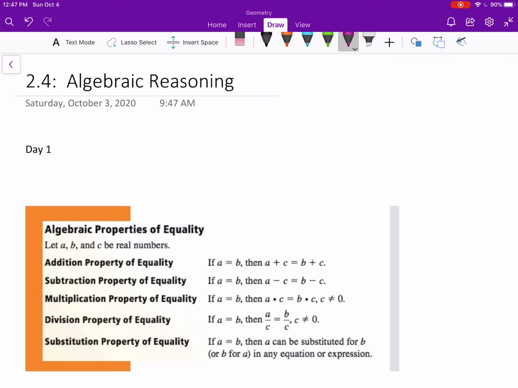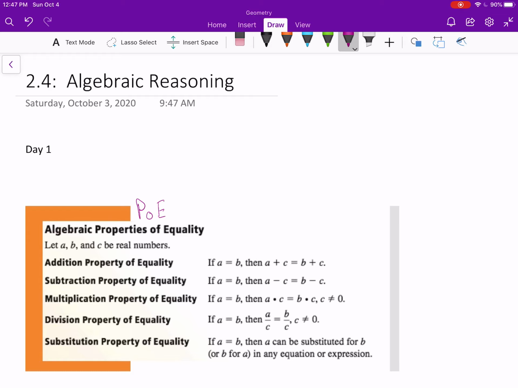Right off the bat, I'm going to tell you that properties of equality, go ahead and simplify that as POE. Sometimes when you write it all the time, it becomes a lot to write. It's easier just to abbreviate it POE. So the addition property of equality: if A equals B, then A plus C equals B plus C. And we have the subtraction, multiplication, and division properties of equality.